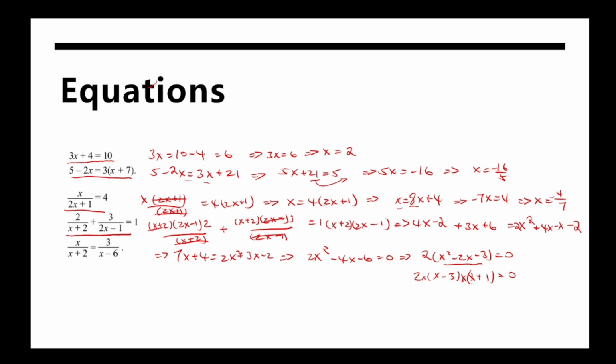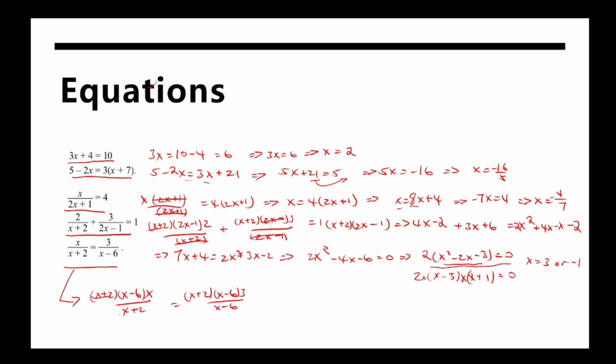So the roots for this equation would be x equals 3 or -1. Now the final example. Just like the former one, we multiply both sides by the common denominator. So (x plus 2) times (x minus 6) times x over (x plus 2) equals (x plus 2) times (x minus 6) times 3 over (x minus 6).